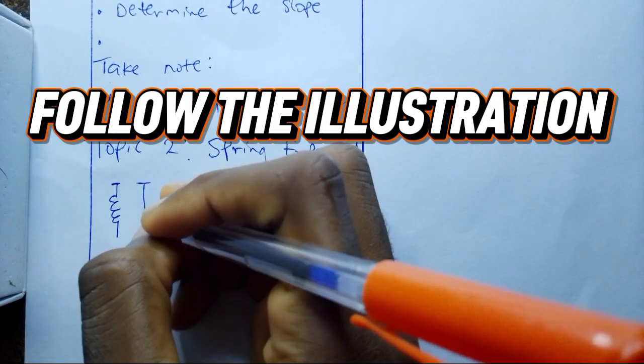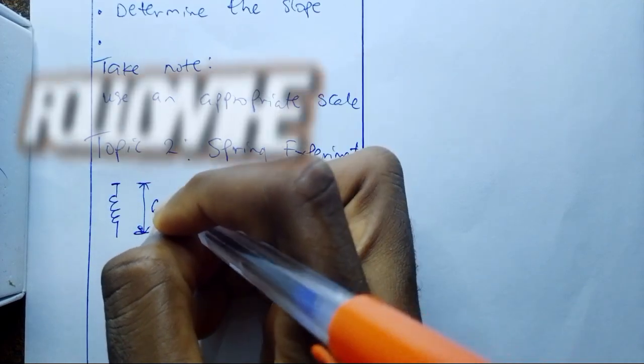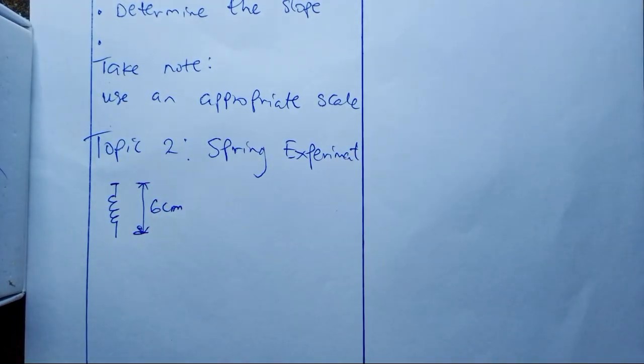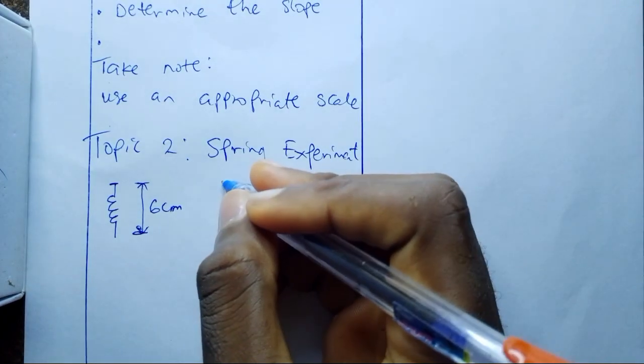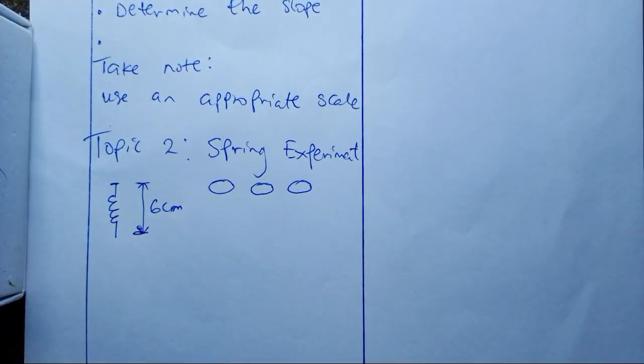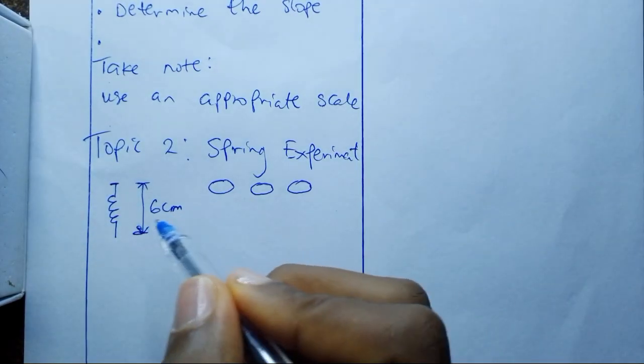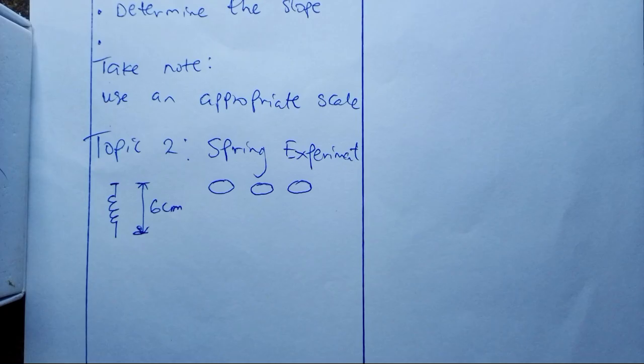Let's say the original length of the spring is 6 centimeters, for example. After you measure the original length, then you'll be given different masses. So these are your masses. And you'll be asked to add these different masses and measure the length when each mass is being added. Once you add the first mass, you measure the length. Add the second mass, measure the length. Spring experiment is a very, very easy one. Then you record the extension produced.